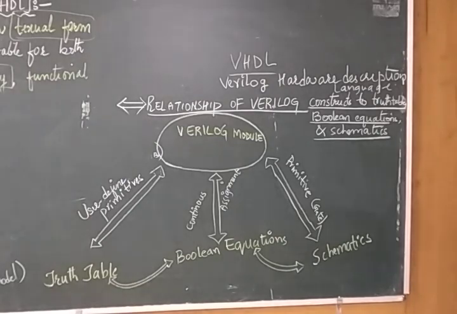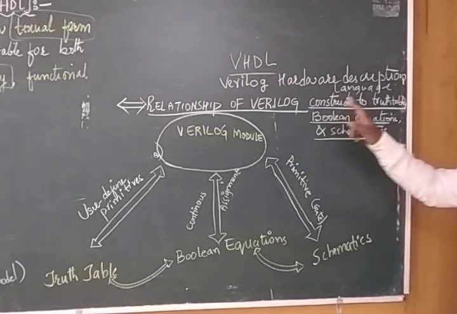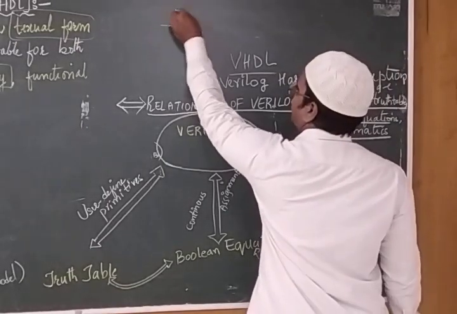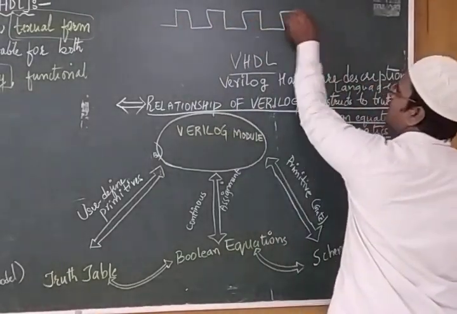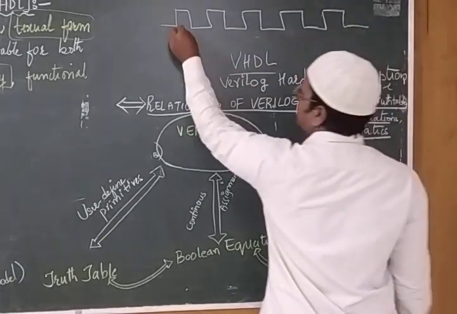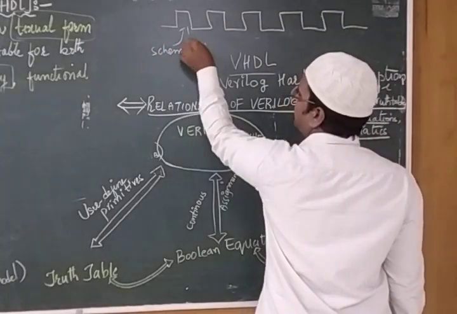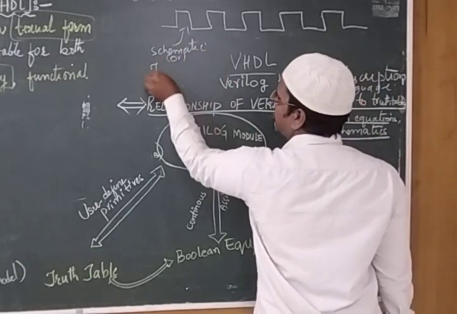So here we have taken the relationship of Verilog HDL code with truth table, Boolean equations and schematic. Schematic means the timing sequence, like ones and zeros. So this is called a schematic, a timing sequence of that particular part, or timing diagram.